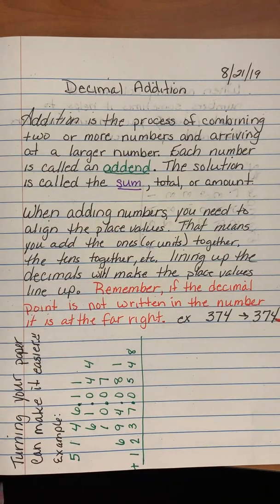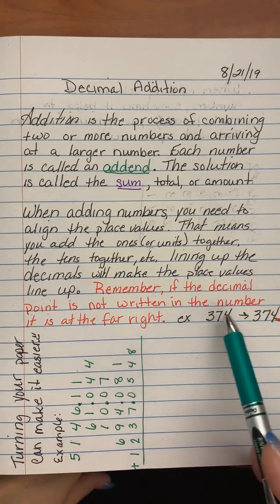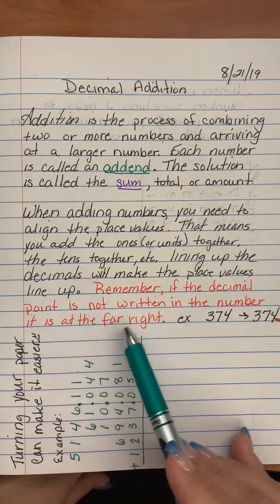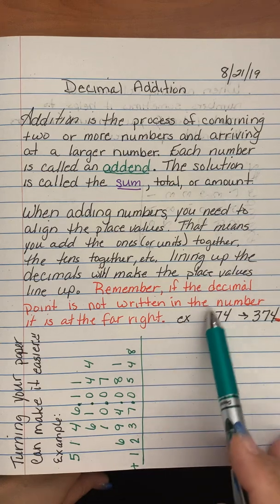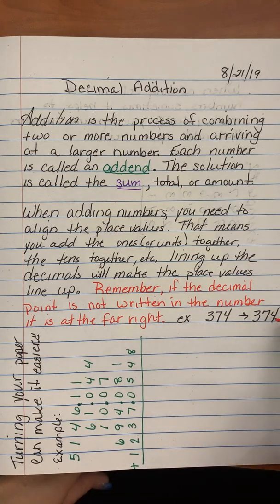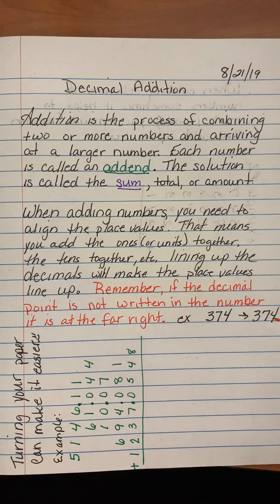When adding numbers, you need to align the place values. That means you add the ones or units together, the tens together, etc. Lining up the decimals will make the place values line up. Remember, if the decimal point is not written in the number, it is at the far right. So the number 374, the decimal is actually right here on the right of the 4.